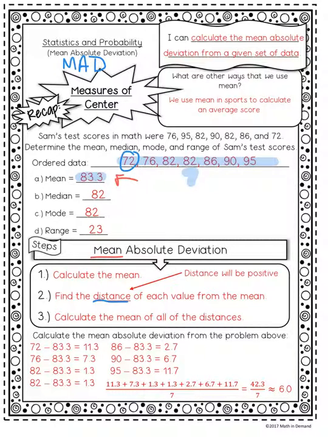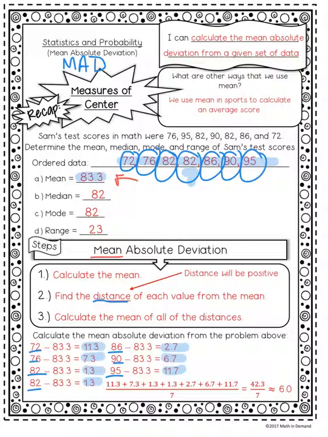So we do that with 72, then we do that with 76, then we do it with 82, then we do it with 82 again, then we do it with 86, 90, and 95. We subtract 83.3, and whatever our answer is, we make it positive. So now we have a whole bunch of positive answers here.